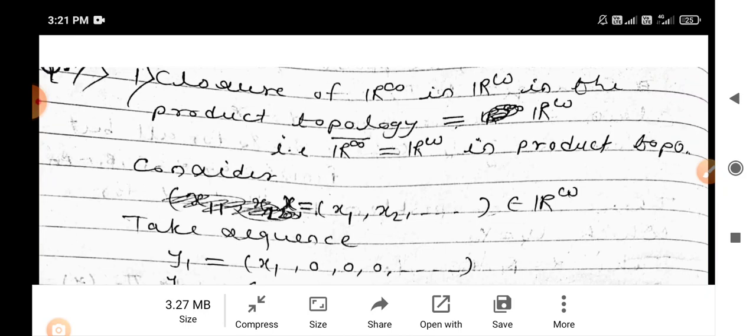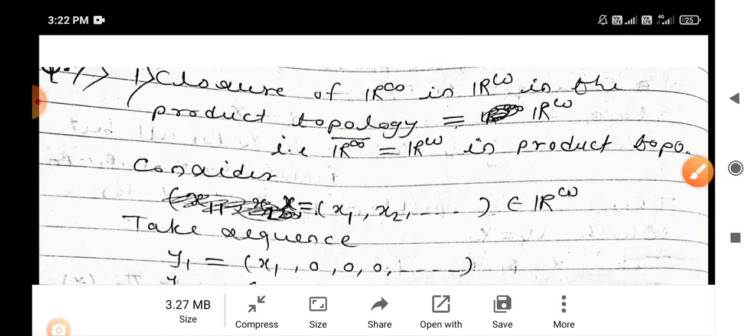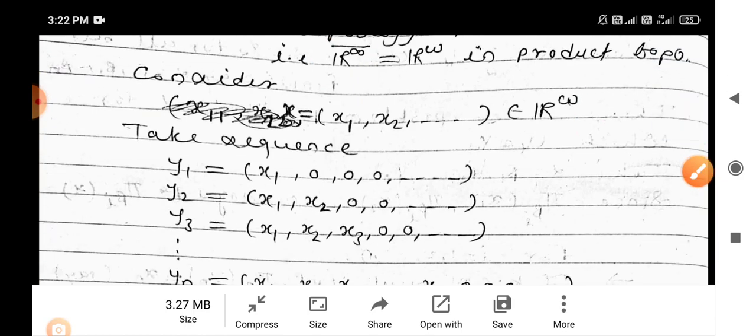Now see the next exercise question. What is the closure of R infinity in R omega? That is, we have to find the closure of R infinity in R omega in the product topology, and the same thing goes on for the box topology. So first we calculate in the product topology, that is, we have to find the closure of R infinity, which is represented as R infinity bar, which is R omega in the product topology. Now consider what R omega is. It contains a collection of tuples taking one element, say x1, x2, x3, x4 and so on in R omega.